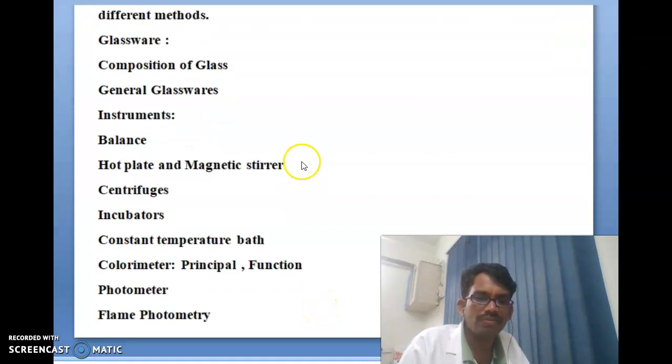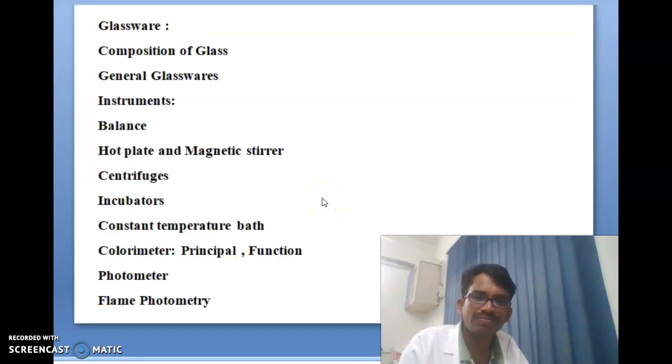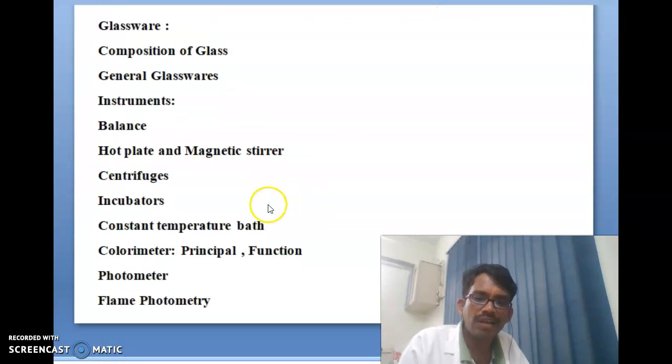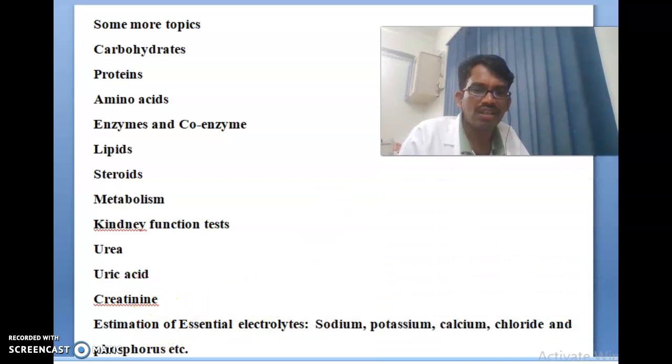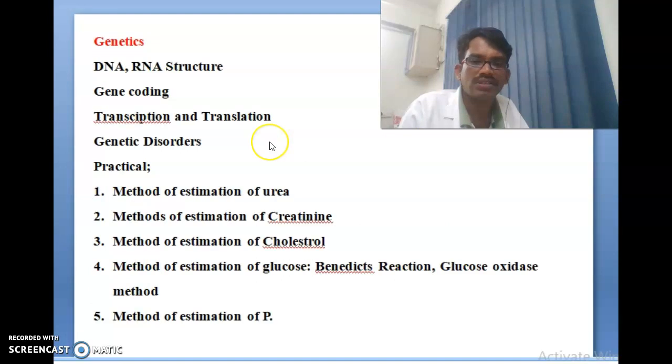Then photometer and flame photometer. Some more topics: carbohydrates, proteins, and amino acids, what proteins are and how a number of amino acids join to form a protein, then enzymes and coenzymes, lipids, steroids, metabolism, and kidney function tests: urea percentage and uric acid percentage. Also the estimation of essential electrolytes: sodium, potassium, calcium, chloride, and phosphorus. These things will be studied in biochemistry.